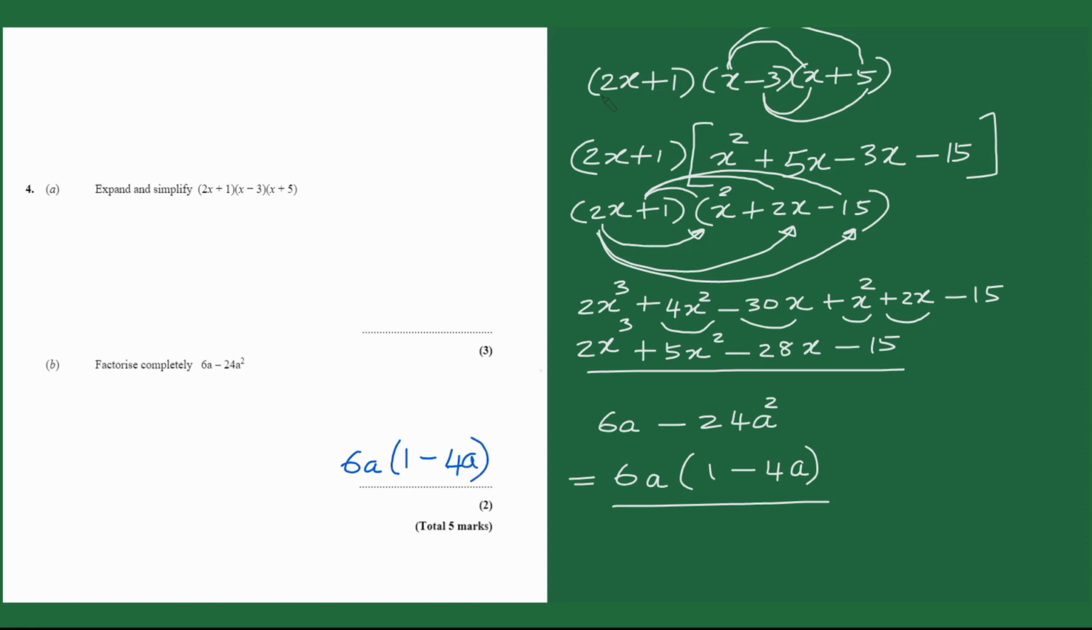So let me write that one. So 6a(1 minus 4a) is the second part answer, and the first part answer is 2x cubed plus 5x squared minus 28x minus 15.